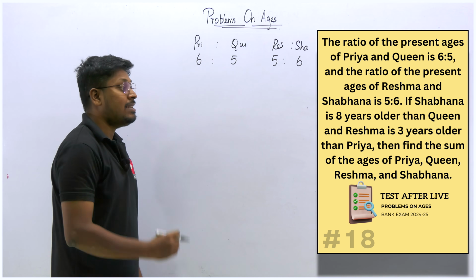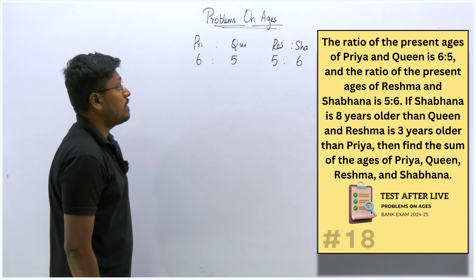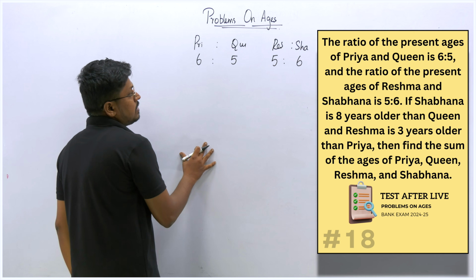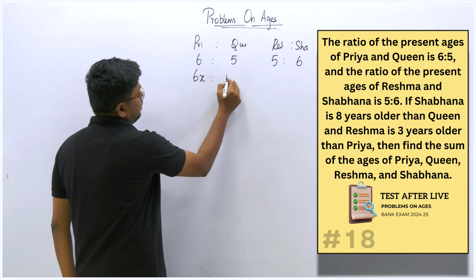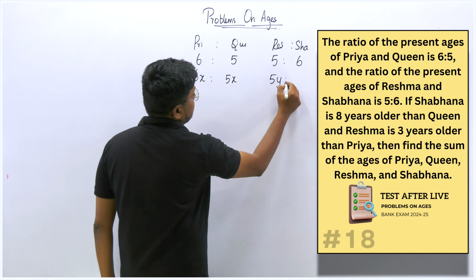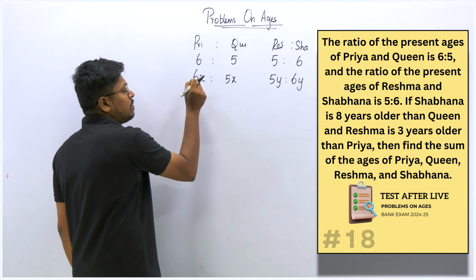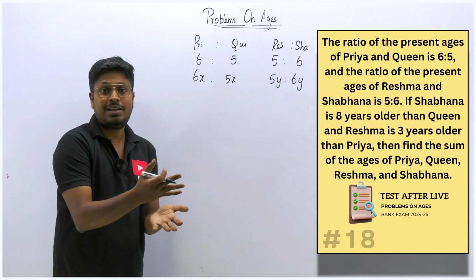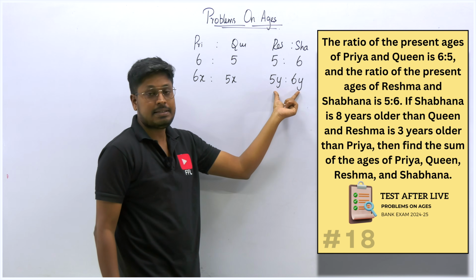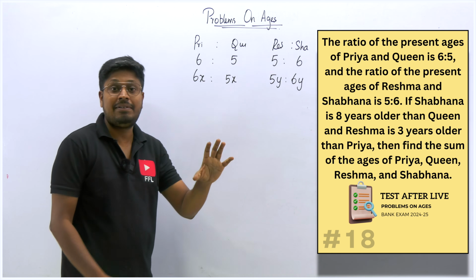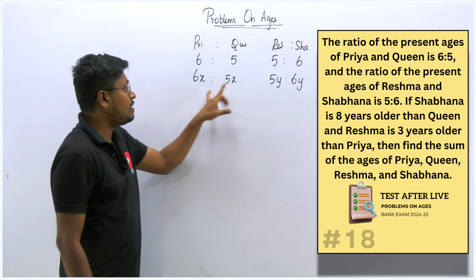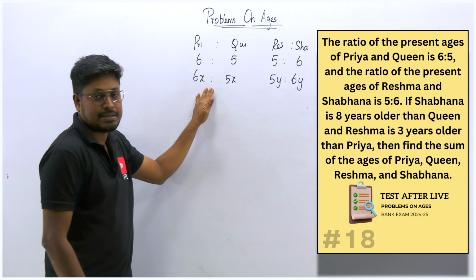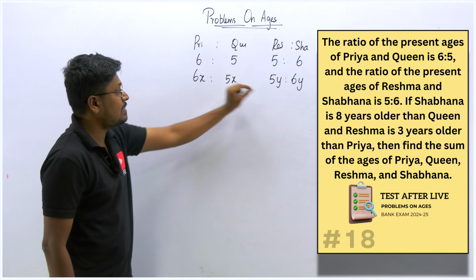If Shabana is 8 years older than Quinn. So what we can do is, we can consider this as 6x, 5x and we can consider this as 5y, 6y. Some students will usually have a doubt why you fixed this as x and this as y. Because the ratios are not the same, right? The ratio value for these 2 persons is the same and for these 2 persons is the same. If all the 4 persons' ratio had been given together, then we would consider it as x, x, x. But here these 2 values are different. The names are also different. So we have to consider this separately and this separately. So that's the reason I have considered this as x and this as y, right?